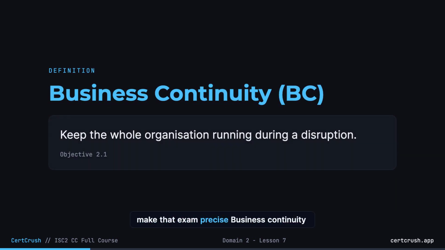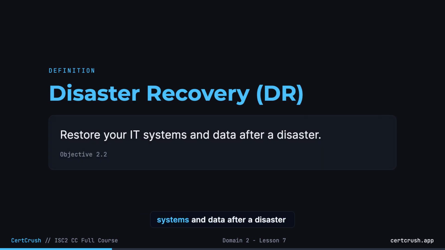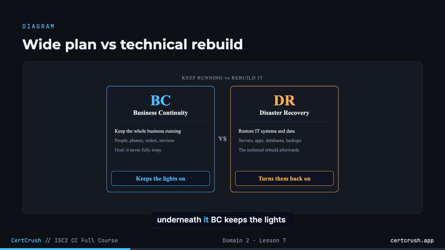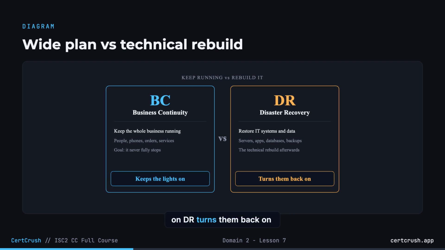So let's make that exam precise. Business continuity, or BC, is the plan for keeping the whole organization running during a disruption. Not just the computers, the people, the phones, the orders, the essential services. Its goal is that the business never fully stops. Disaster recovery, or DR, is narrower. It's specifically about restoring your IT systems and data after a disaster. Servers, applications, databases, backups. DR is the technical rebuild that sits inside the bigger continuity picture. So, BC is the wide plan to keep operating. DR is the IT rebuild underneath it. BC keeps the lights on, DR turns them back on.